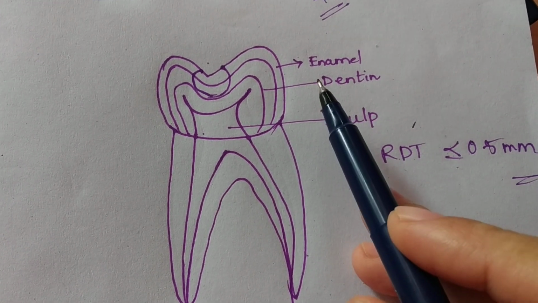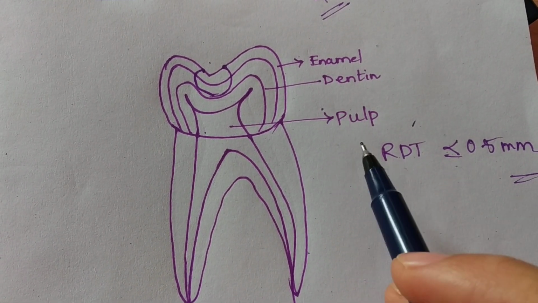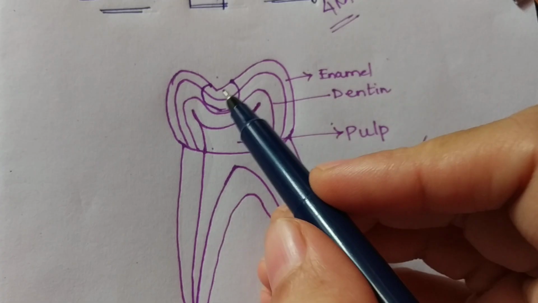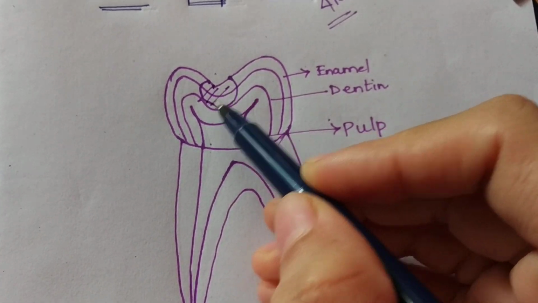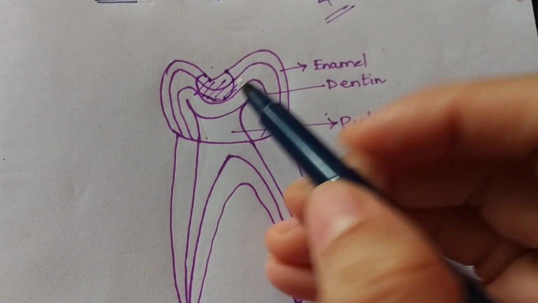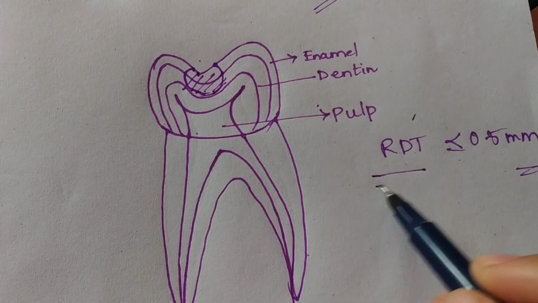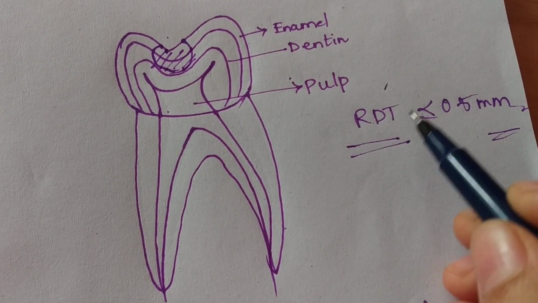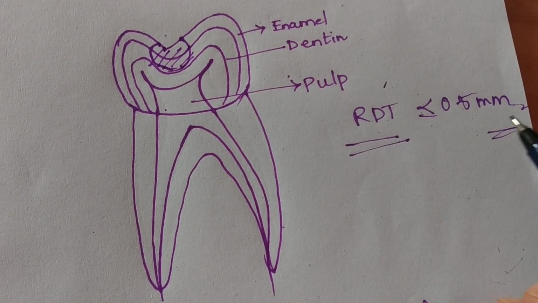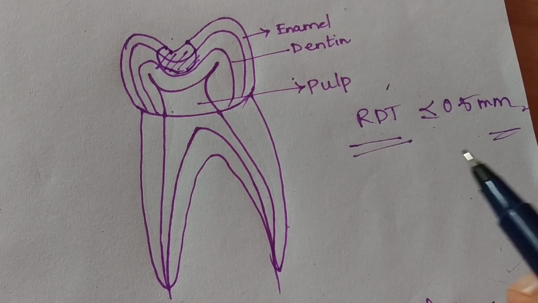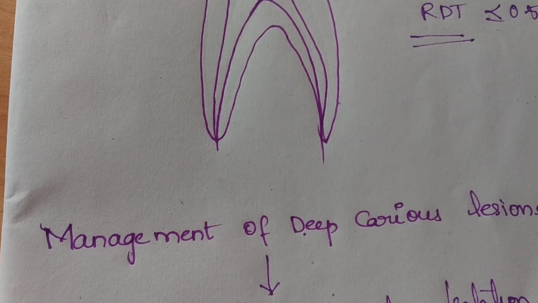Here it is the enamel, it is dentine, and it is pulp. Now the deep carious lesions which extend into the dentine and remaining dentin thickness is less than or equal to 0.5 millimeters, then indirect pulp capping is indicated.